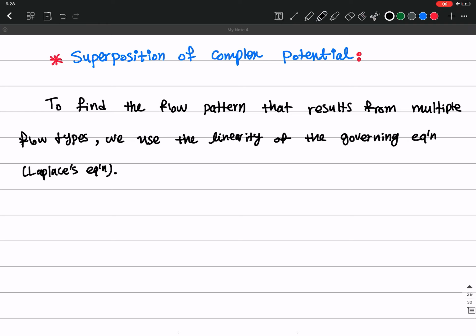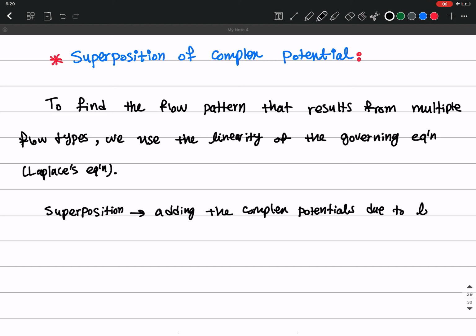So, in other words, we are going to use this superposition to superpose and add the complex potentials due to their linearity. Because they are linear, we can add them together. Okay? So in this lecture, I'm going to show you two examples of that.